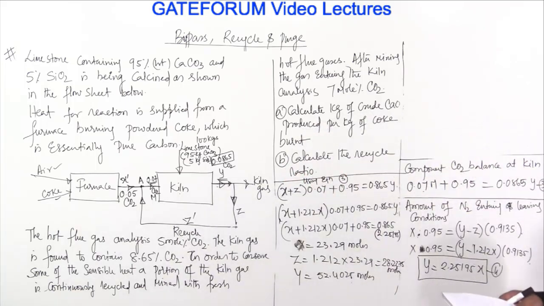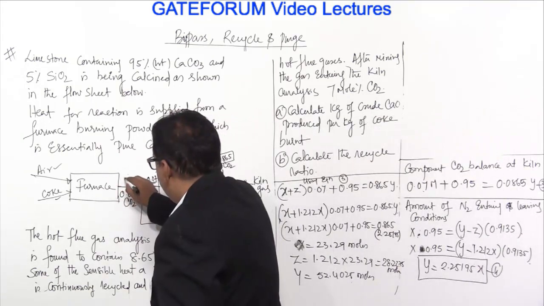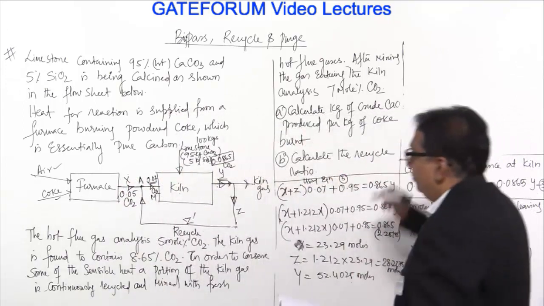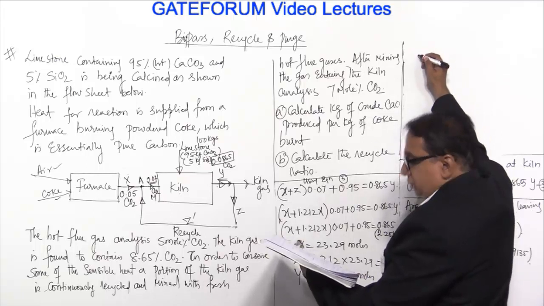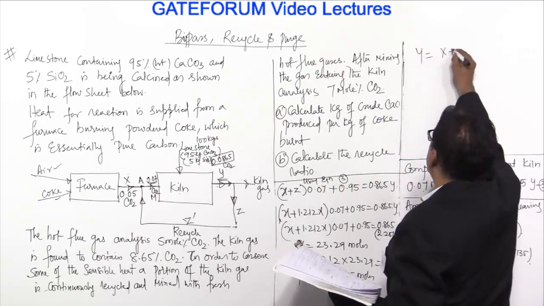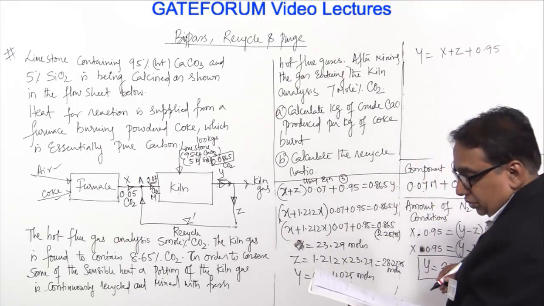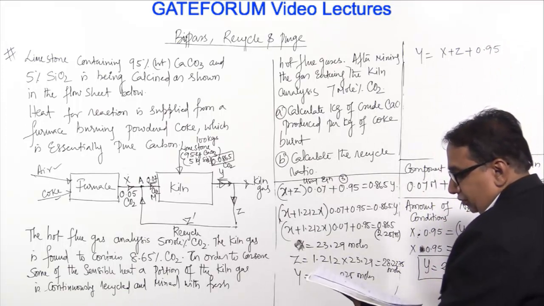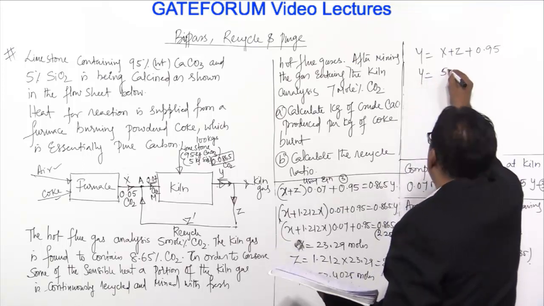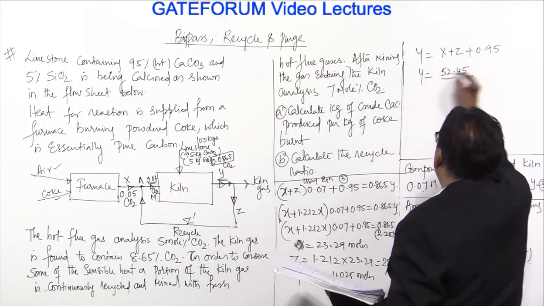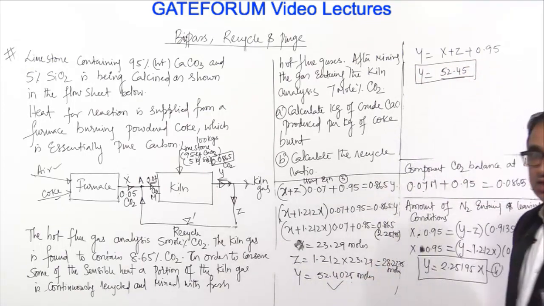So we have to check whether I have done it correctly or not. So what I'll do is, y is equal to x plus z plus 0.95. So y is equal to 52.45. See, the same y I got. So calculations are correct.